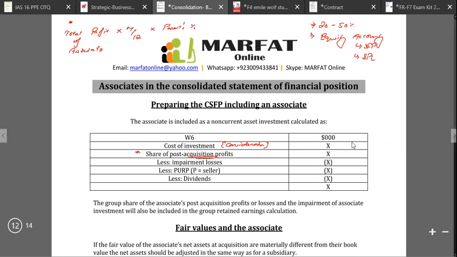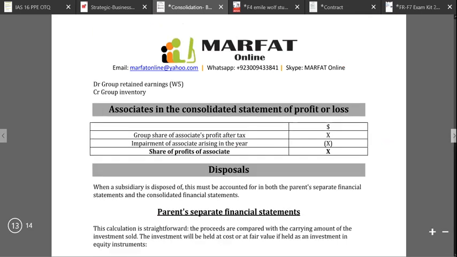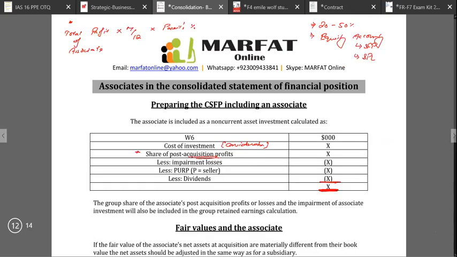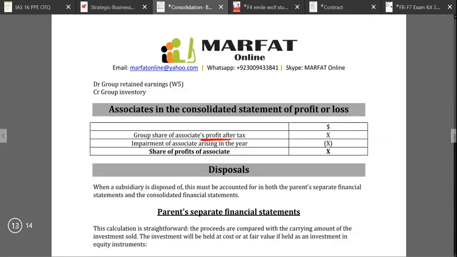Then you have the impairment if there's any. Then you have the unrealized profit, if the parent is the seller. If there is dividend, then this figure will be recorded in the consolidated statement of financial position. In the income statement, there will be share of profit from associate, which you have calculated in the similar way. And yes, then there will be the impairment, and this figure will be recorded in the income statement.